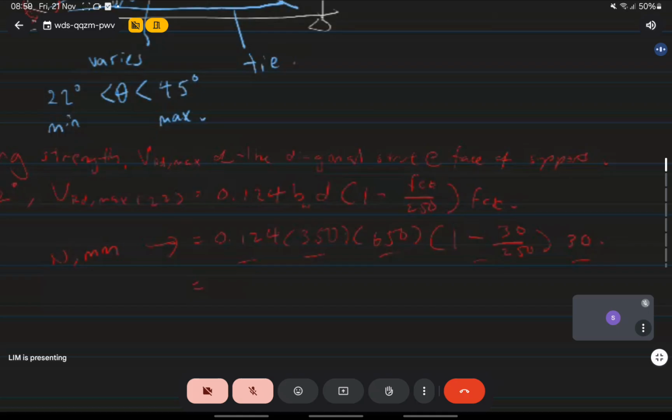Now, the unit. So VRD max, so VRD is shear. So V is shear. That means it's a force. That means the unit is either Newton or kilonewton. In this case, because we are working with this, this is Newton per mm square. This is also Newton per mm square. Therefore, your result will be Newton. Okay. So calculate for me. What is the force in Newton?